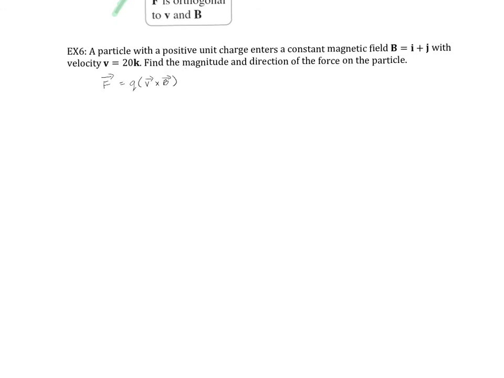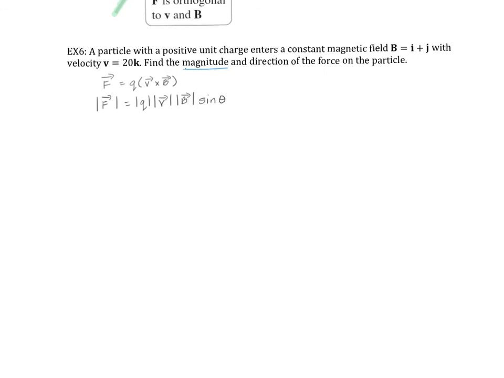But we're trying to find the magnitude, right? So actually what we're looking at finding is the magnitude. And that would just be our absolute value of Q times the magnitude of V times the magnitude of B times sine of theta. All right. So I can either compute that force vector using that first formula and then find its magnitude, or I can simply use this second equation.